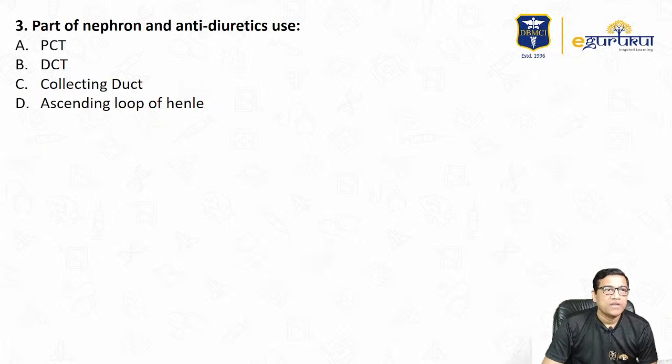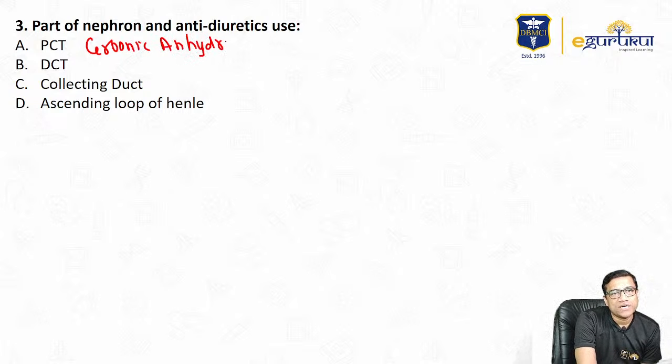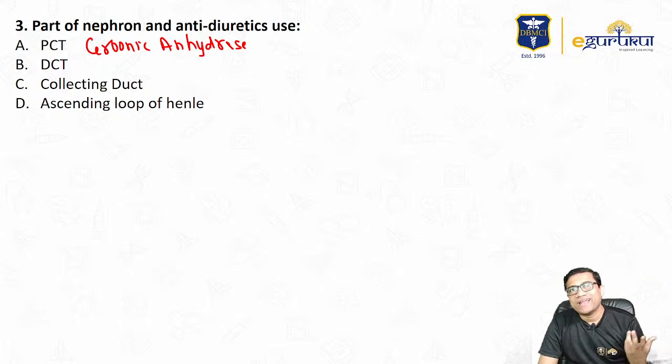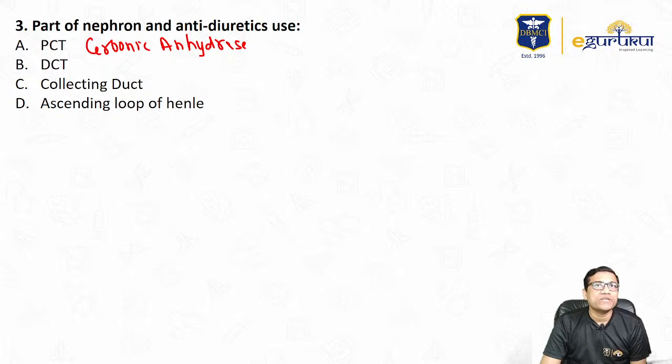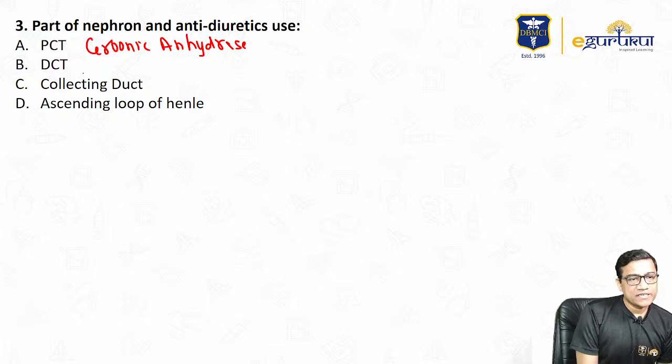Okay. Next, part of nephron and anti-diuretics. Something was there. I didn't get the question, but let me explain. PCT, what is the anti? We have carbonic anhydrase inhibitors, like acetazolamide. They block carbonic anhydrase. So it blocks the sodium hydrogen exchange and also the sodium bicarb import. So that's why it has the highest funda here. Okay, so highest funda is PCT. So it's carbonic anhydrase inhibitor.